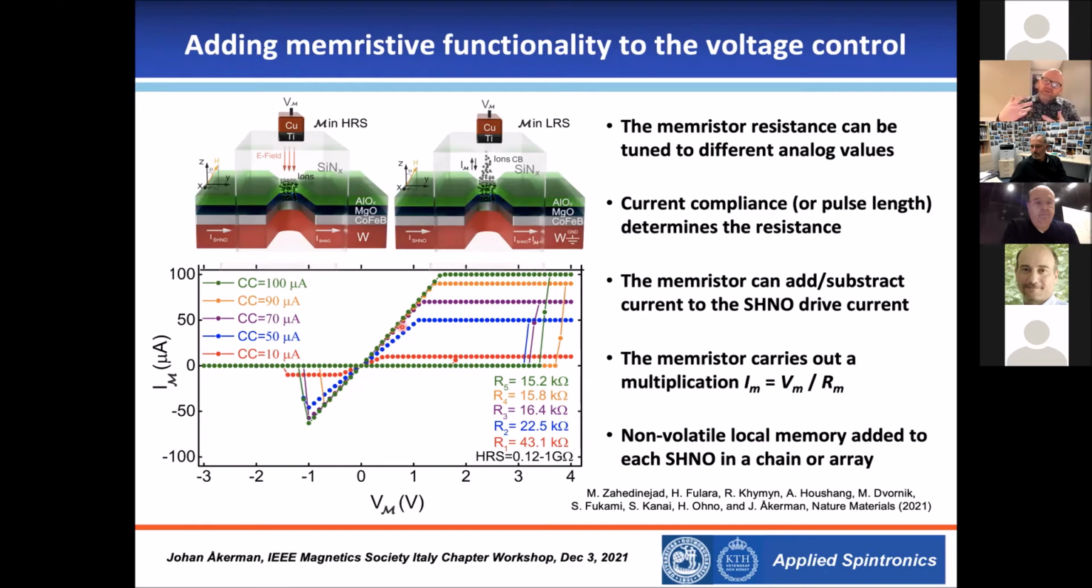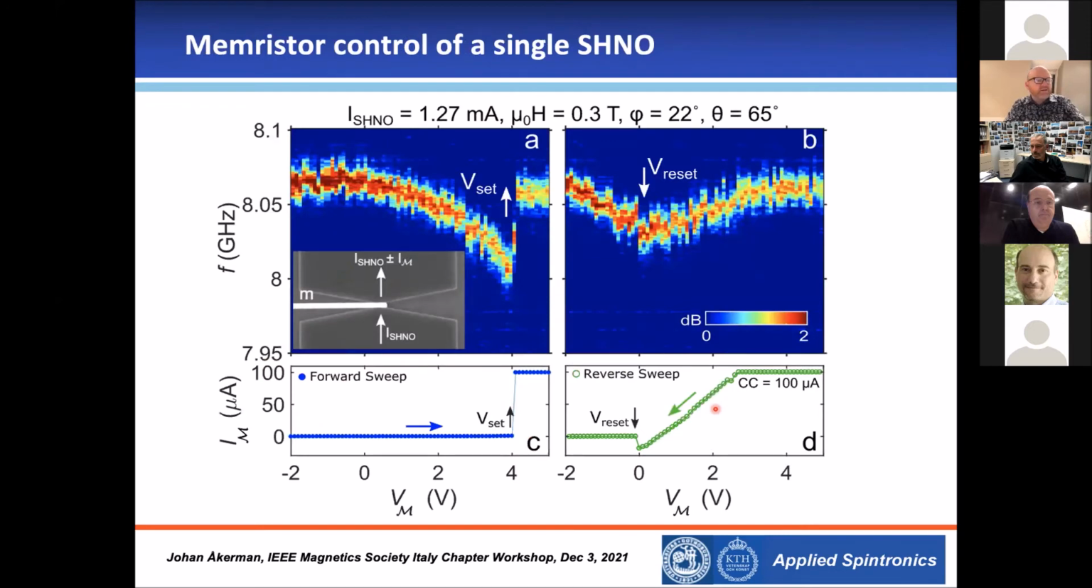And since we're controlling the oscillator now with the current, we actually have a multiplication functionality in this range here. We can set the resistance to a value between 15 and 43 kiloohms, and then we can use within this region the voltage to generate a current that would be a multiplication between the voltage and the conductivity of the memristor. Or you can view it as you now have a non-volatile local memory added to each spin Hall nano-oscillator in the chain or in the array. And the impact this has on the device is the following. Here we see how the SHNO is voltage controlled.